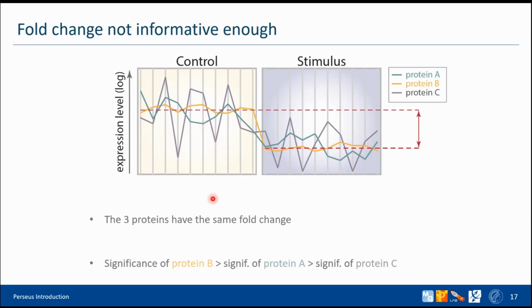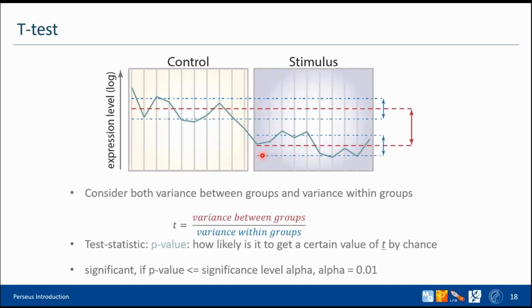So this example is also interesting because all of them have the same mean within groups and the same mean across groups, right? Sorry, so the same means in both groups, and of course the same change. So the question is, how can I make this more mathematically concrete? And the answer is the t-test.